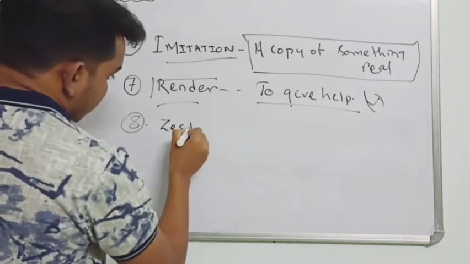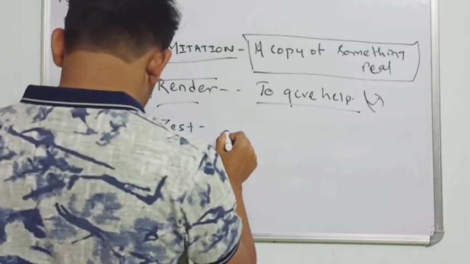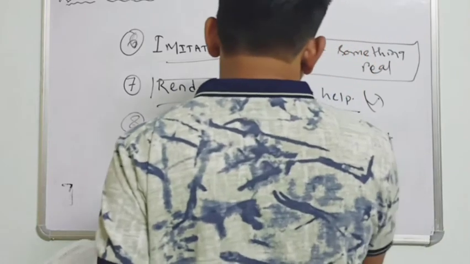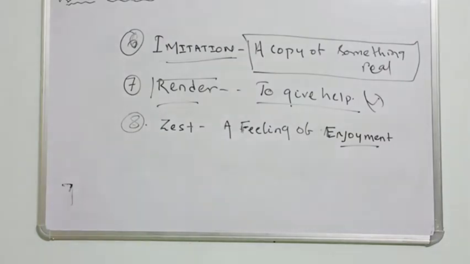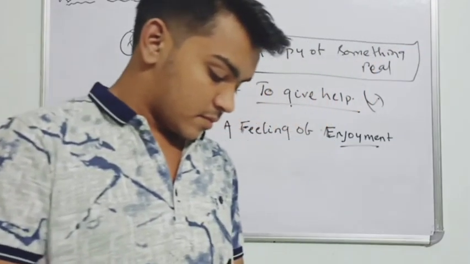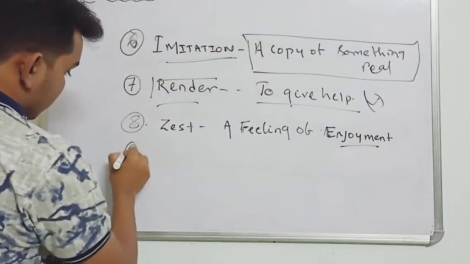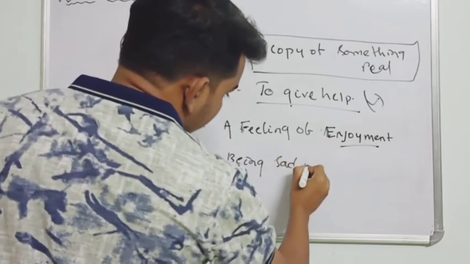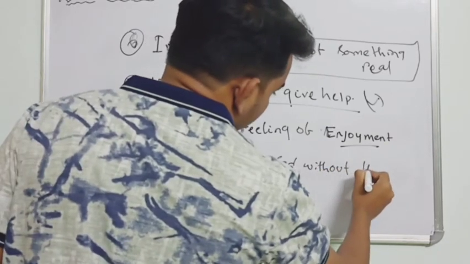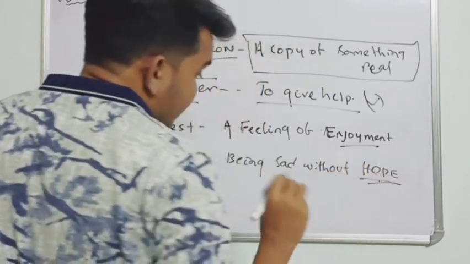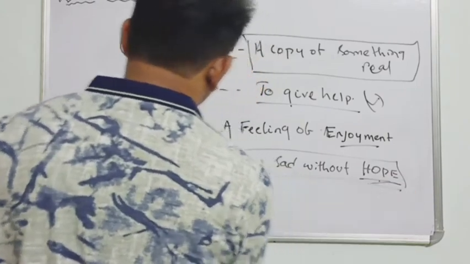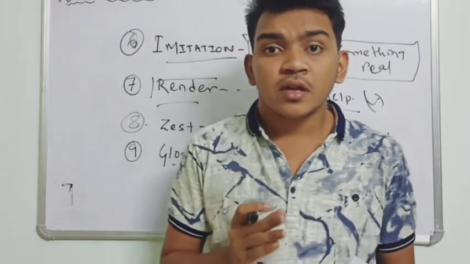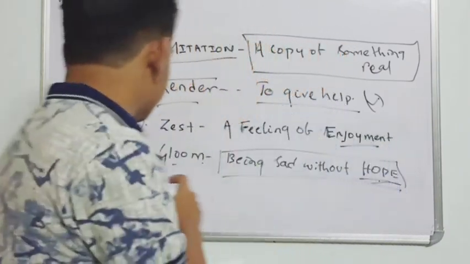See this. Jest. Jest means a feeling of enjoyment. Then the other word is gloom. Being sad without hope. See this. Being sad without hope means gloom. Without any expectation, without any hope, you are in a sad zone. Then here you say gloom.